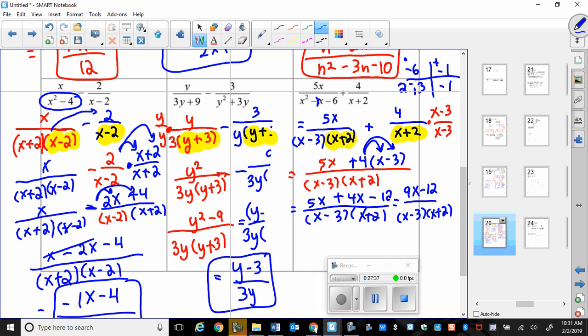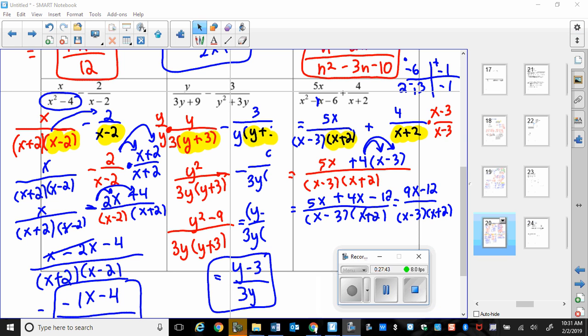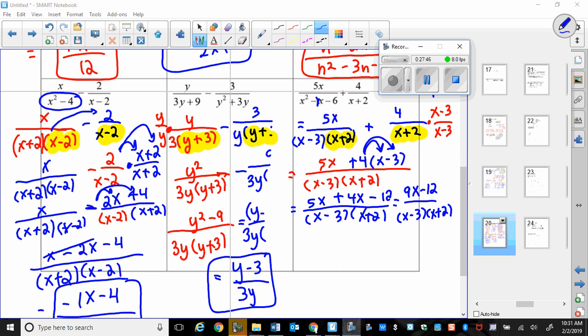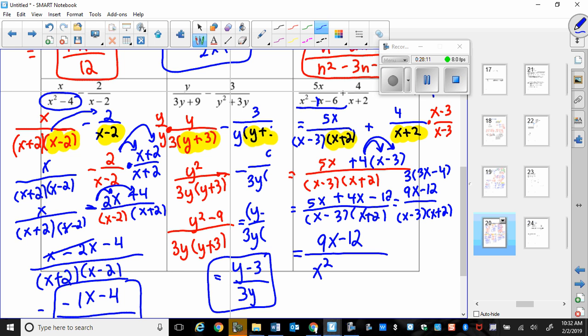Now I want to make sure that this is simplified at its best, so I'm going to factor the 9x minus 12. I can pull out a 3. That gives me 3 times 3x minus 4. So there's not much else I can cancel out here. So I'm just going to leave it as it is and recombine the denominator. This equals 9x minus 12 divided by, if I recombine the denominator, I get what I started out with up here, x squared minus x minus 6. And there's my final answer.